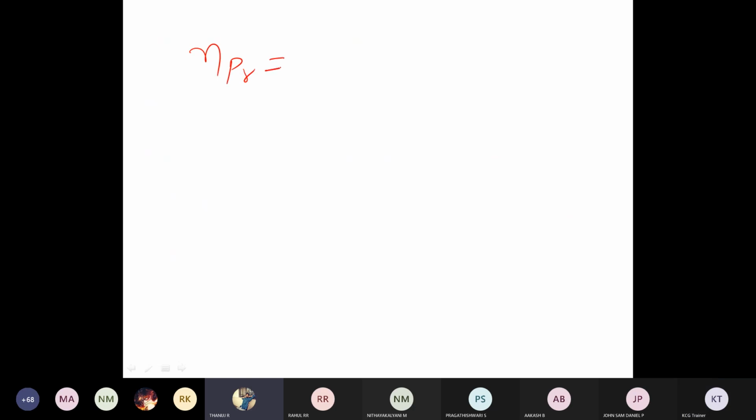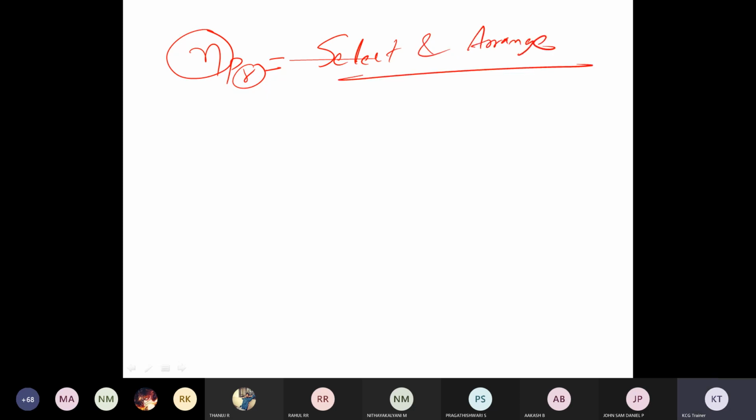Yeah. See, we have to use nPr whenever there are n positions left, out of that you want me to select only r, where r is smaller than n. You have to select only r positions out of n positions, but you have to arrange those r positions. When both selecting and arranging are done, we use nPr, which is given as n factorial divided by (n minus r) factorial.